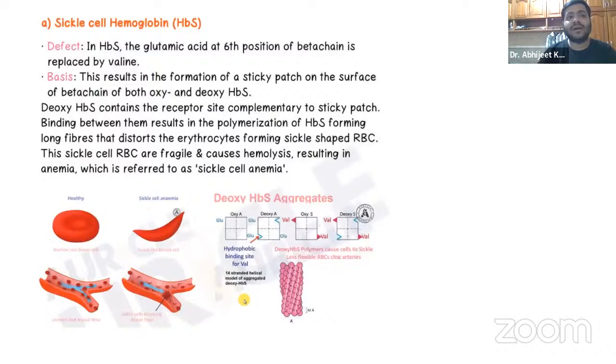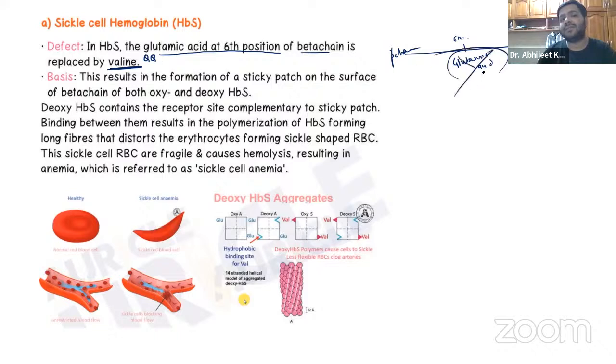You have to remember some examples. The very first one is sickle cell anemia. The glutamic acid at the sixth position of the beta chain is replaced by valine. Very, very important for the viva question. It is a point mutation, changed only at a single point, at the sixth position of the beta chain. Let us suppose this is the beta chain, and at the sixth position we have glutamic acid. If there is a mutation, this glutamic acid will be replaced by valine.